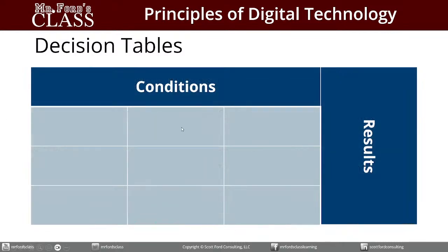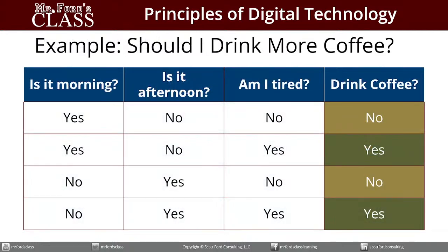So let's take a look at a very, very basic, and I do mean basic, decision table. So we have our conditions and then we have our results. So it's kind of the same theme as the flow chart. Is it morning? Is it afternoon? Am I tired? And should I drink coffee?